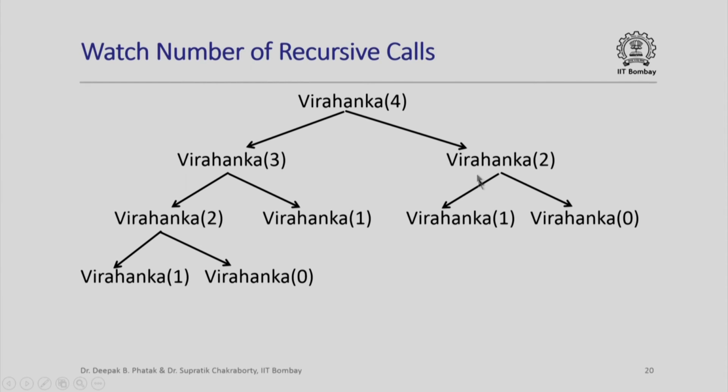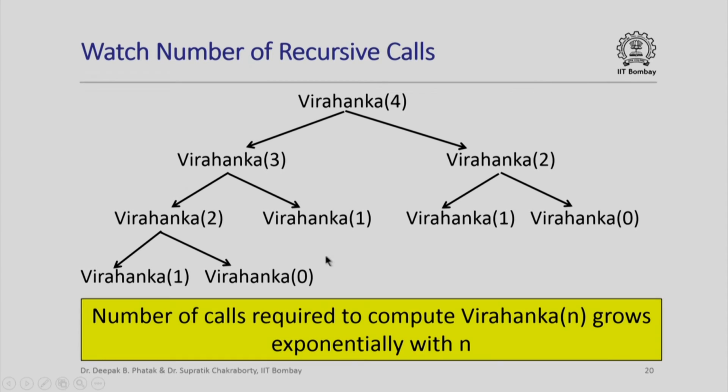So what you notice in this tree like structure is that Virahanka 2 was computed twice, and so the entire effort of computing Virahanka 2 here is going to be replicated over here. This is one recursive call, this is a completely different recursive call, and so that entire effort is going to be replicated, and it is a very interesting exercise to show that the number of calls required to compute Virahanka n using the recursive function that we just showed grows exponentially with n. This is not good because this means that we cannot compute Virahanka numbers for large values of n.